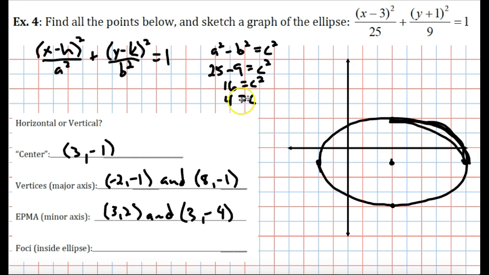So remember, this is the distance from the center to the foci. So I'm going to go 1, 2, 3, 4, and 1, 2, 3, 4. Okay, those will be where my foci are. So the foci are at -1, -1, and 7, -1. All right.